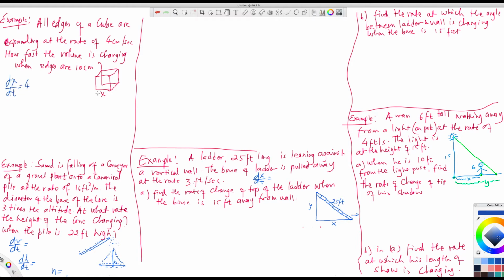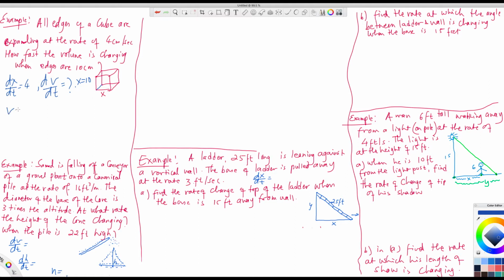So the rate of change of the side, all the sides are expanding at the rate of 4 centimeters per second. All these are expanding at the same rate. How fast is the volume changing? What it is asking is dV over dt equals what? This is asked where x equals 10. When you find the dV over dt, if there is any x, you will plug in x equals 10.